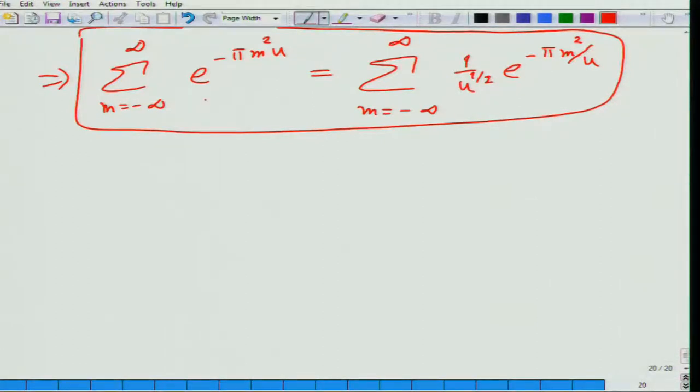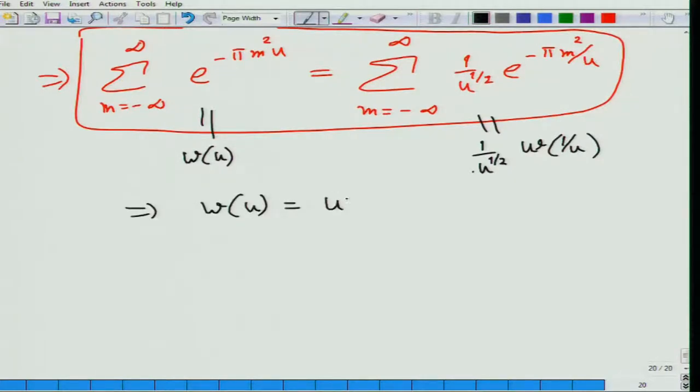This is exactly what we needed, because this is W, U. Right. And this is 1 over u square root u, w 1 by u. Okay. So, we can conclude that w u is u to the minus half w 1 by u.